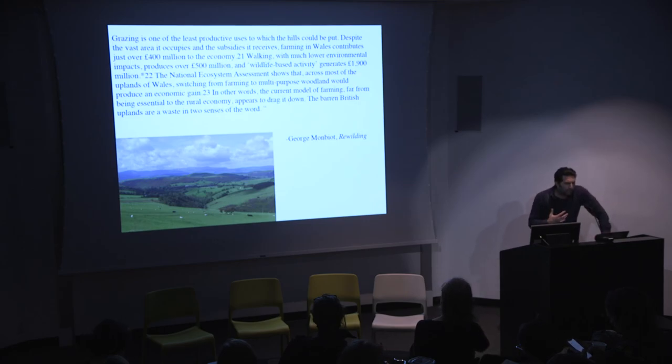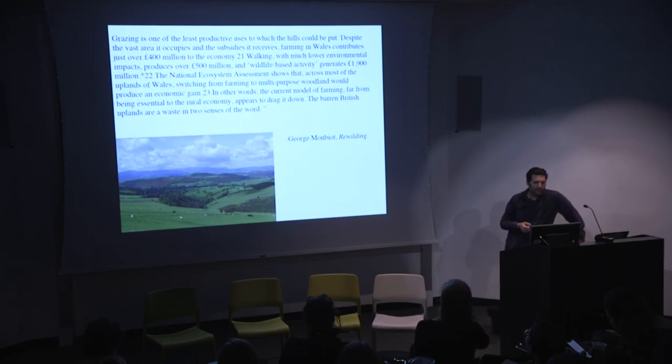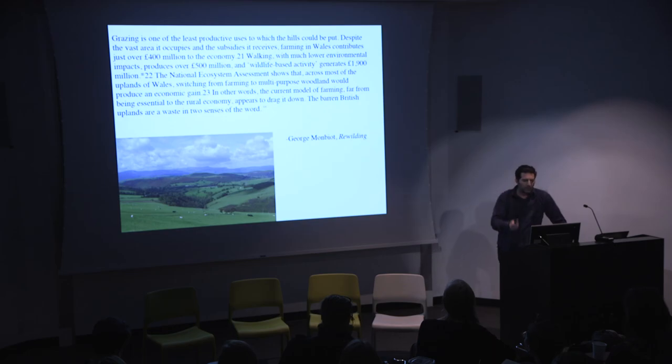And so the support for this persistence of the agricultural imaginary is ironically overshadowed by the fact that wildlife tourism brings in much more income to the British economy, in fact, five times more. So if you read the text, grazing is one of the least productive uses to which the hills could be put. Despite the vast area it occupies and the subsidies it receives, farming in Wales contributes just over $400 million to the economy, whereas if you look down a little bit lower, you'll see that wildlife-based activity, which is tourism, walking, and other forms of utilizing the land for recreational purposes, actually brings in 1.9 billion dollars, I guess.